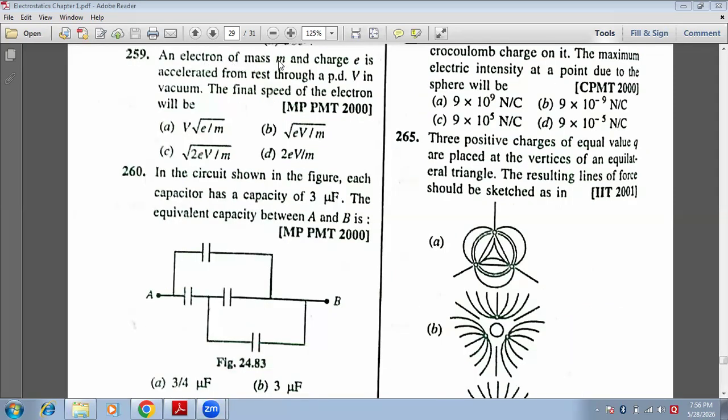An electron of mass m and charge e is accelerated from rest through a potential difference V in vacuum. The final speed of the electron will be: option A, V into root e by m; option B, root eV by m; option C, whole root 2eV by m; option D, 2eV by m. Correct answer, option C, whole root 2eV by m.